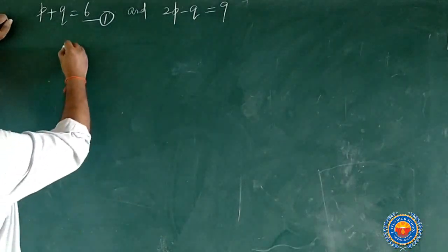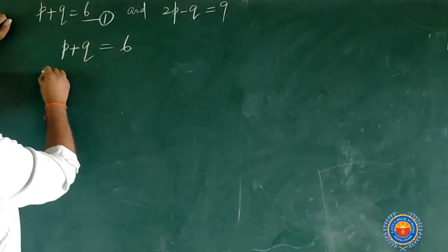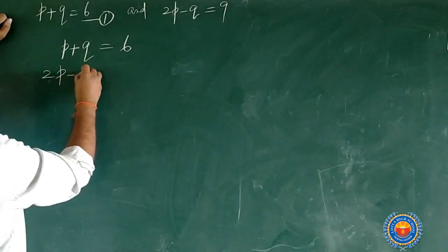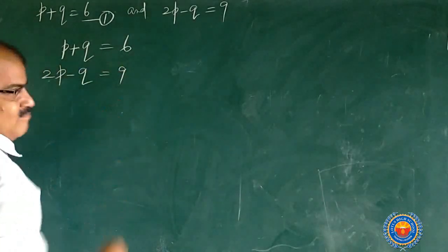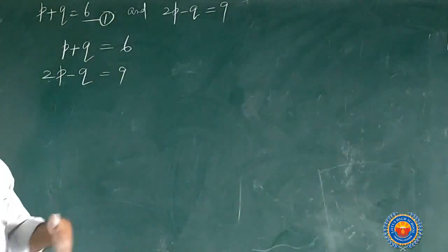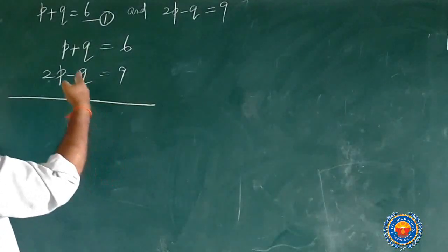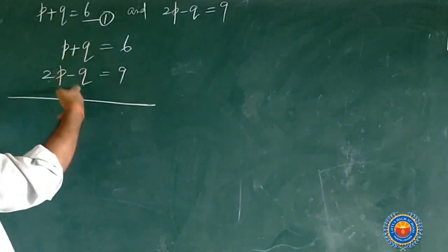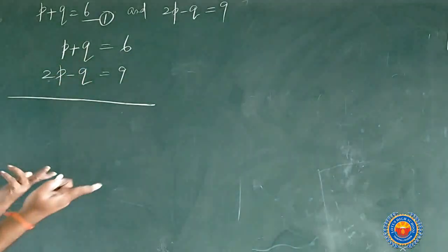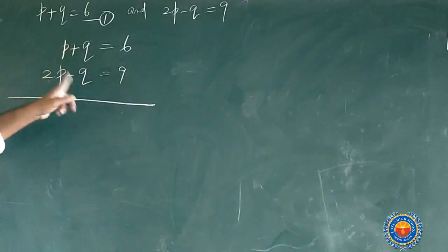So first equation, p plus q is equal to 6. Second equation, 2p minus q is equal to 9. Now elimination method, it is comfortable. That's what I am doing, that method. Elimination method, here I want to eliminate q. No need to multiply with any number. Here also 1q, here also 1q, plus and minus.